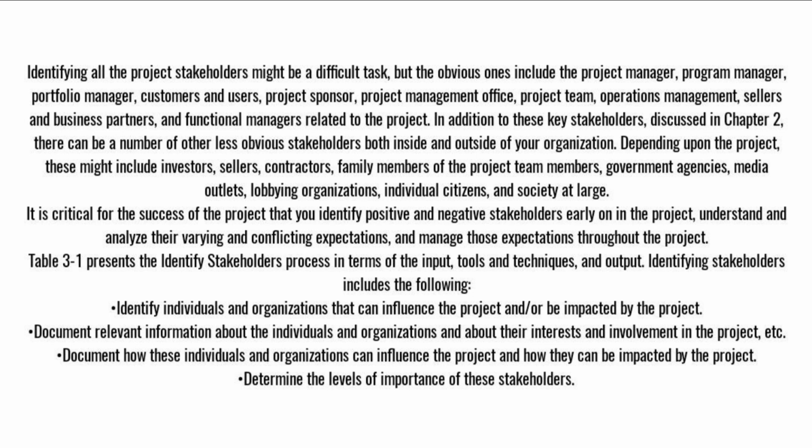It is critical for the success of the project that you identify positive and negative stakeholders early on in the project, understand and analyze their varying and conflicting expectations, and manage those expectations throughout the project. Table 3.1 presents the Identify Stakeholders process in terms of the input, tools and techniques, and output. Identifying stakeholders includes the following. Identify individuals and organizations that can influence the project and/or be impacted by the project. Document relevant information about the individuals and organizations and about their interests and involvement in the project, etc. Document how these individuals and organizations can influence the project and how they can be impacted by the project. Determine the levels of importance of these stakeholders.